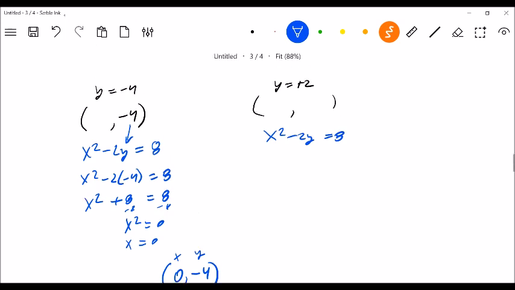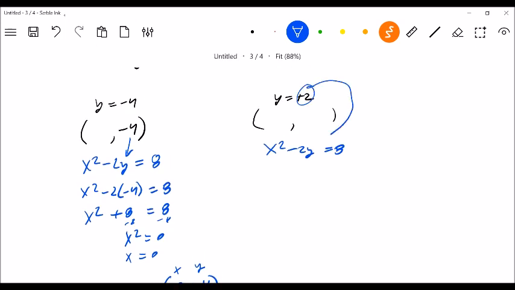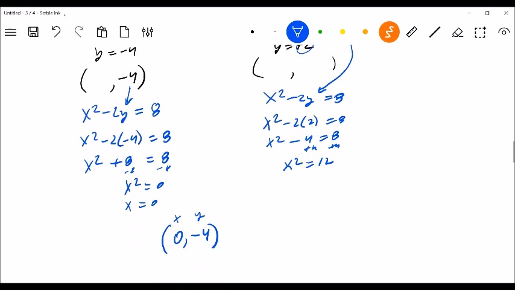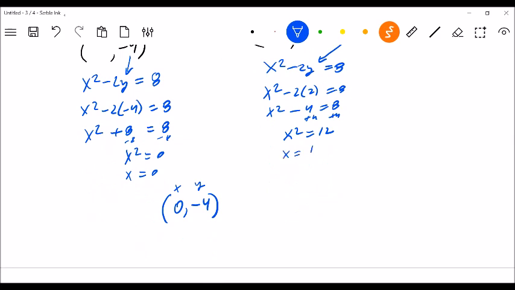I'm going to bring it back up again. That 2 is going to go here. So I get x squared minus 2 times 2 is equal to 8. x squared minus 4 is equal to 8. We'll add 4. x squared is equal to 12. Now, x is equal to plus or minus the square root of 12.